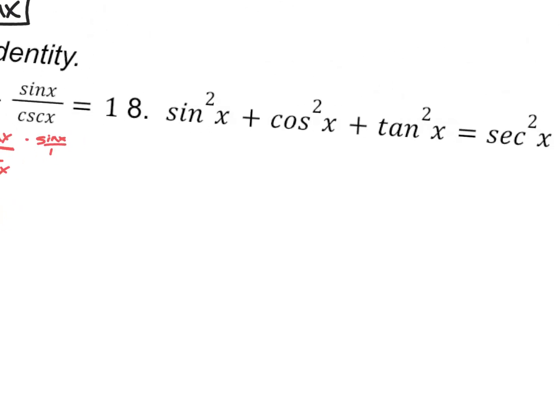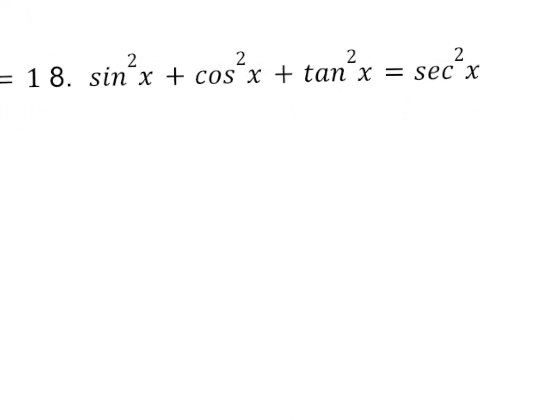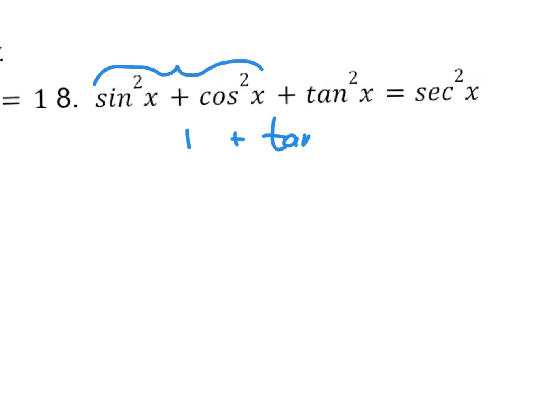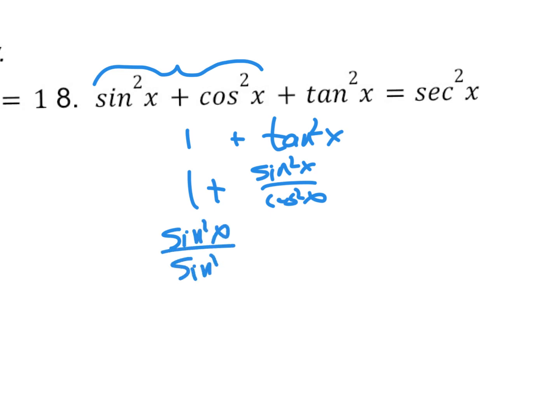Number 8, last one of these, says sine squared plus cosine squared plus tangent squared is secant squared. This one looks awful. It's the easiest one yet because hopefully you see sine squared plus cosine squared. Anytime you see that, that's 1 plus tangent squared. And guys, once you get 1 plus tangent squared, actually let's do this. 1 plus tangent squared would be 1 plus sine squared over cosine squared. If I add those together, 1 is really sine squared over sine squared plus sine squared over cosine squared.